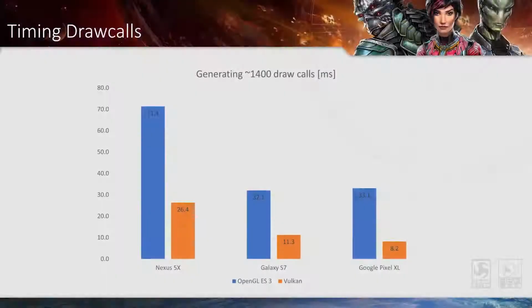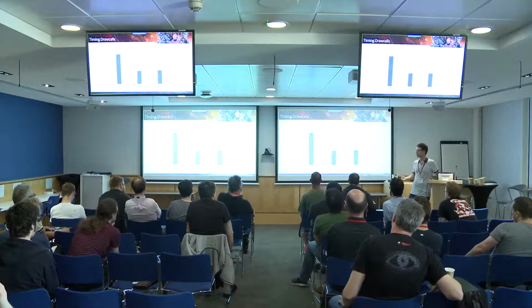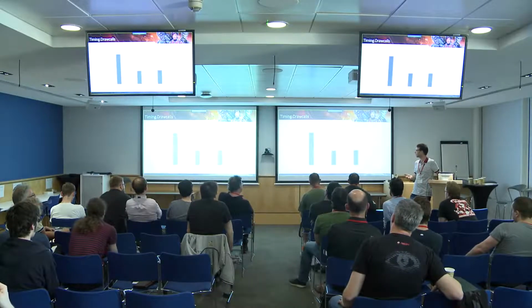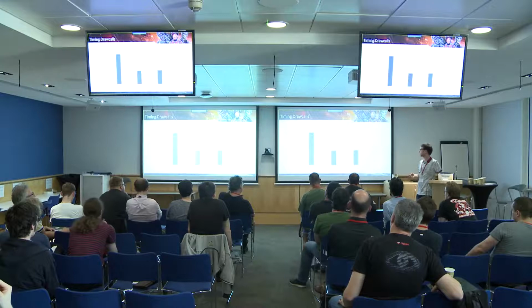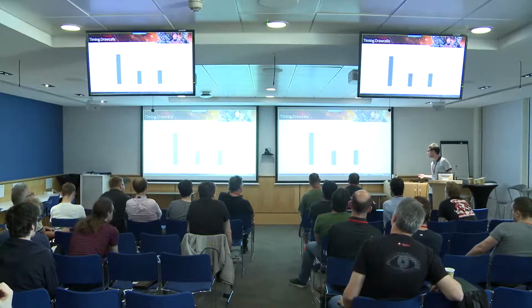And I also did some profiling. One specific scene where we had about 1,400 draw calls, and I did this on 3 devices. Let's just look at the OpenGL ES numbers. For the Nexus 5X, it took us about 70 milliseconds just to generate the draw calls. On the Galaxy S7, it was about 32 milliseconds, and on the Google Pixel XL, about 33 milliseconds.